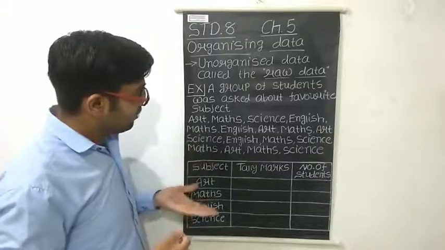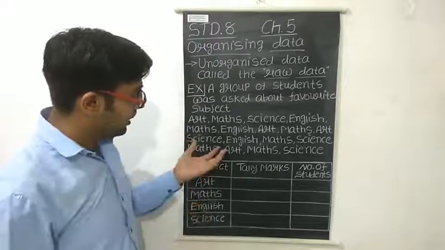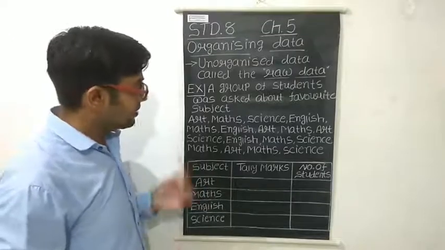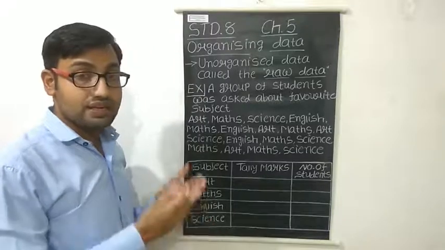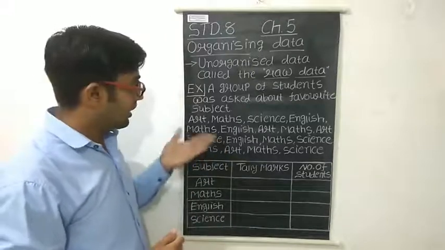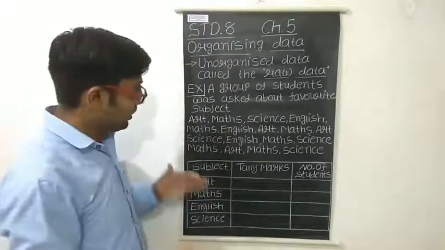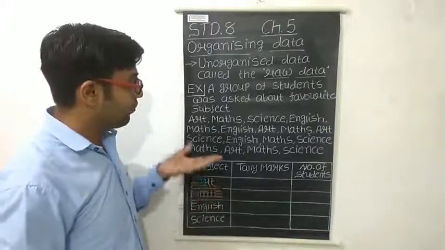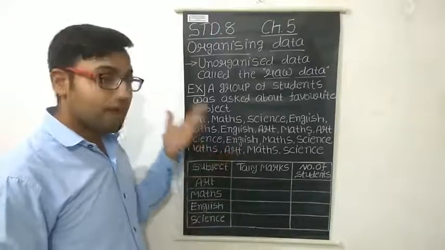So what information can we get from this type of data? It is hard to find the sum of the data from this information. For example, if it is asked how many students have maths as their favorite subject, it is very difficult to calculate. We have to go one by one and then calculate. If the data is in this manner, then every time we want to find some information from this data, it is difficult to find.